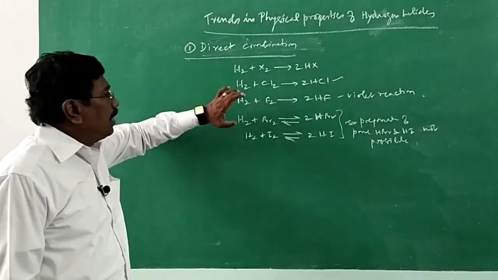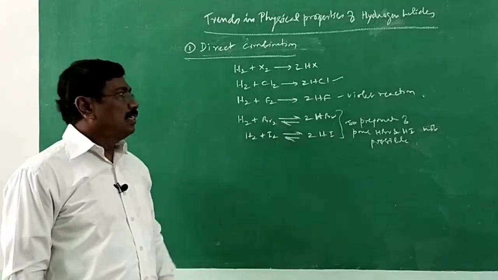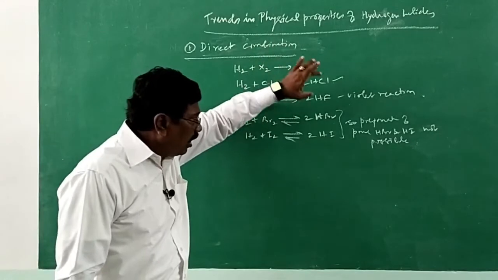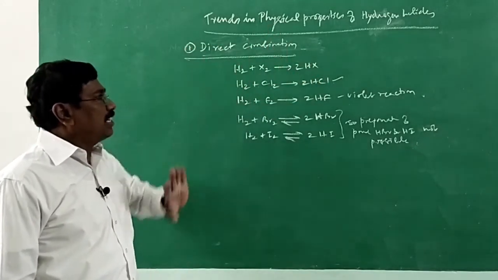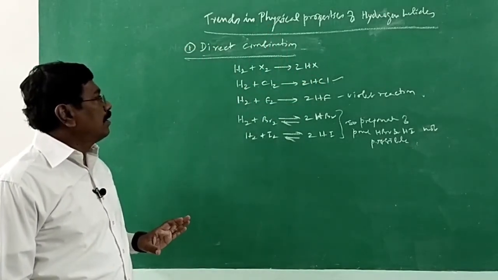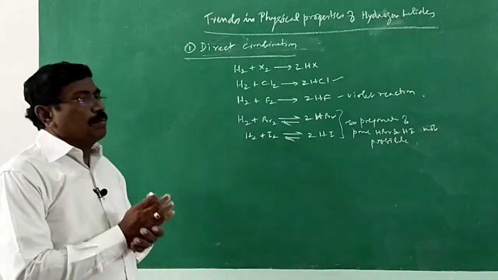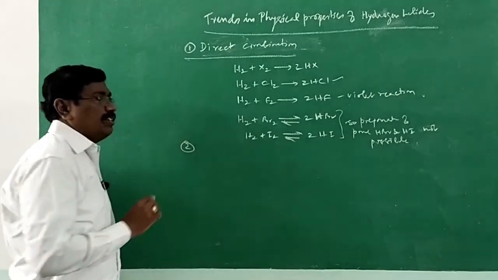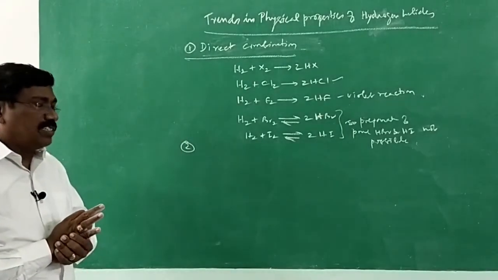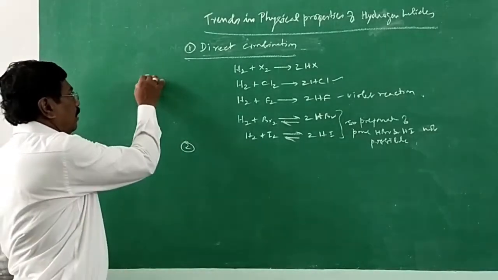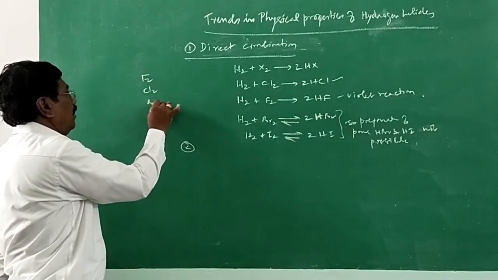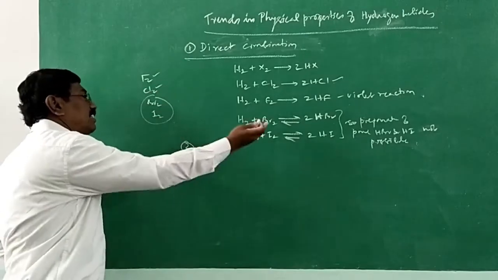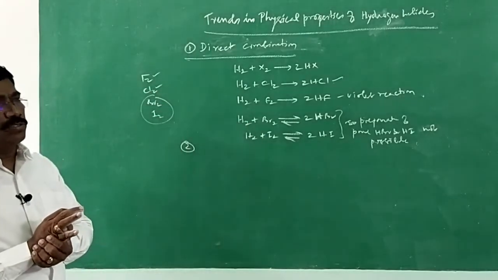So, now we have compared hydrogen halides. By direct combination, we can prepare HCl. HF can also be prepared, a violent reaction. But HBr and HI cannot be prepared because the reaction is reversible. Alright. So, by direct combination, we can prepare HF and HCl. The order goes like this: fluorine, chlorine, bromine and iodine. Violent reaction, it reacts. When it reacts, the reaction is reversible. This is how the reaction goes.